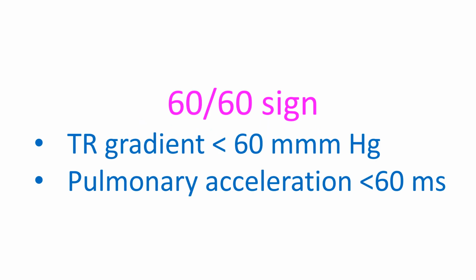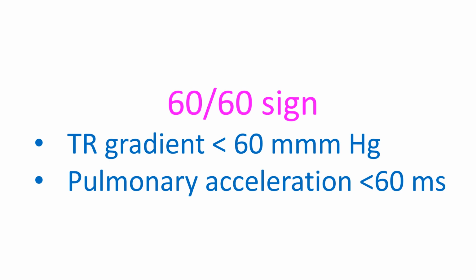McConnell sign is akinesia of the right ventricular mid-free wall with sparing of the apex seen in acute pulmonary embolism. This finding has a sensitivity of 77% and specificity of 94%. A potential false positive situation is right ventricular myocardial infarction. 60/60 sign in acute pulmonary embolism is a pattern detected by Doppler echocardiography indicating a disturbed right ventricular ejection pattern.